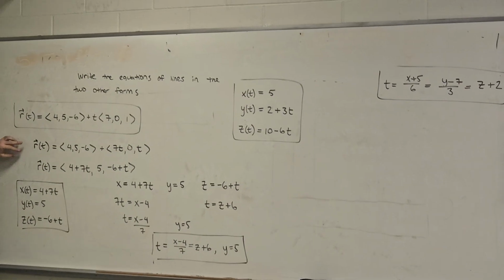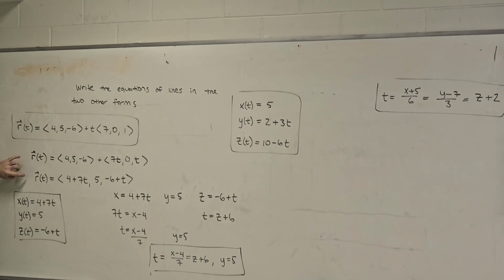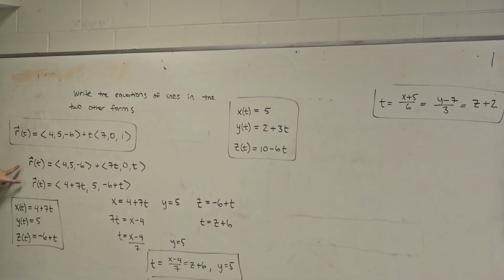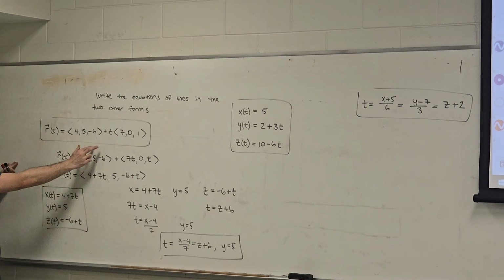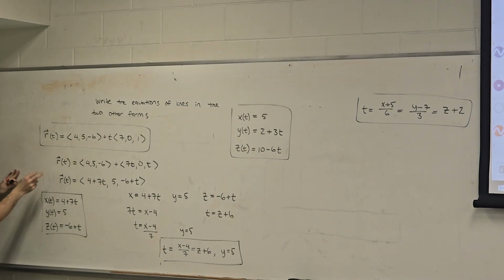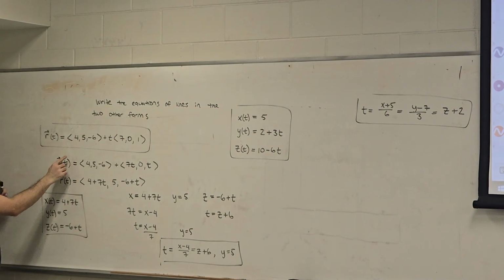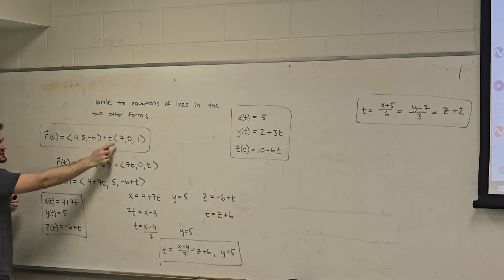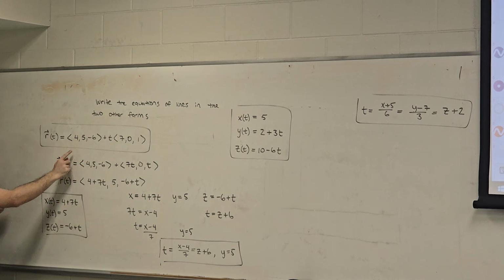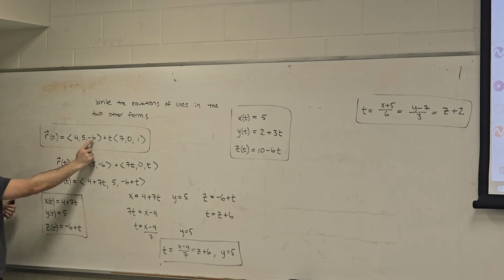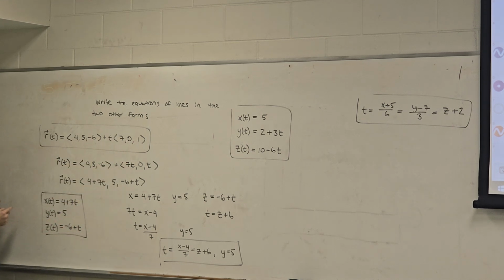The second thing, do you have to show these two steps? No. You guys are going to do so many of these that you will be able to just look at this form here and immediately be able to write, this is 4 plus 7t. y is 5 and no t's. And z is negative 6 and 1t. And you can just write your parametric equation right after that.